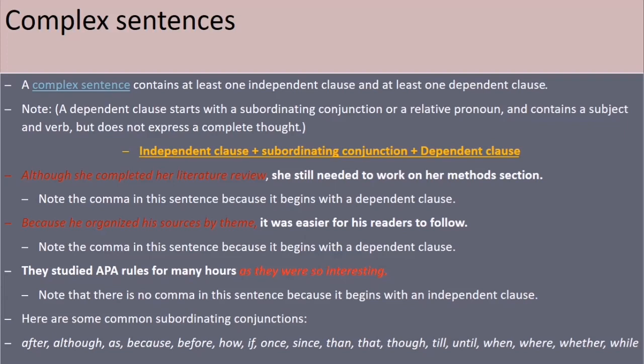Here, another thing that we must remember is that a dependent clause actually starts with a subordinating conjunction or a relative pronoun. It contains a subject and a verb, but it does not express a complete idea. Let's see an example. "Although she completed her literature review," then we put a comma, and then the next part is "she still needed to work on her methods section." "Although she completed her literature review" is a dependent clause.